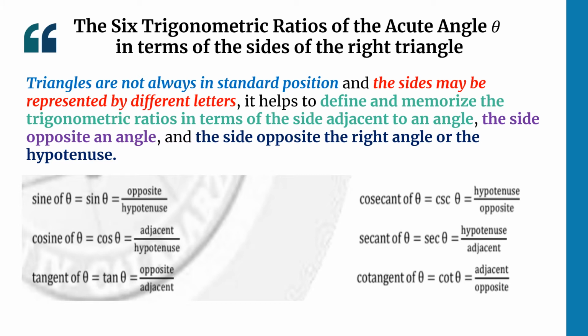So para mas madali nating maintindihan itong 6 trigonometric ratios na to out of the 6 trigonometric functions, yung iba, ang ginagawa dito sa sine of theta, yung sine is for S. Okay? And since they have this ratio opposite over the hypotenuse, sinusulat nila ay SO. Okay? So, dun pumasok yung SO. O for opposite and H for hypotenuse.